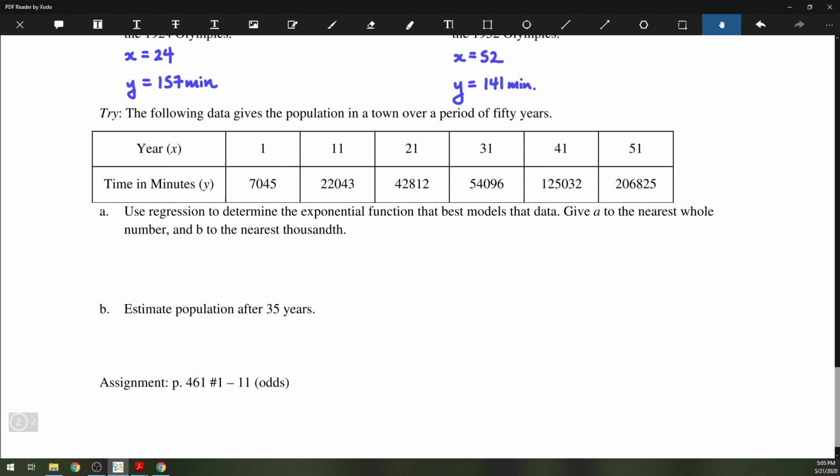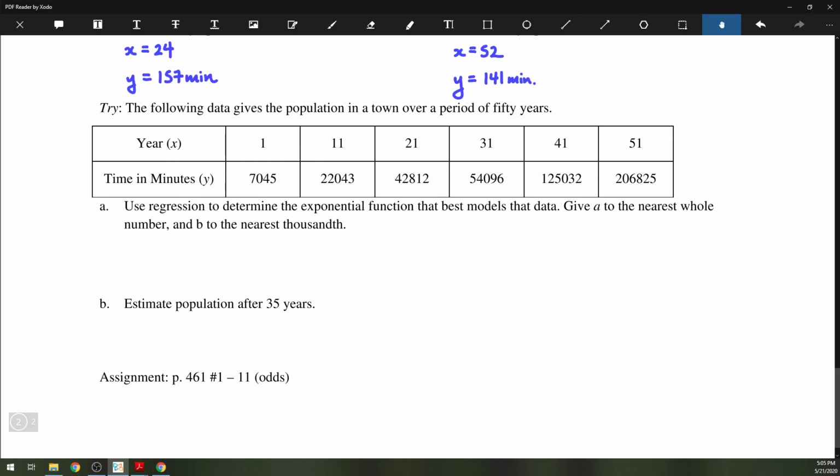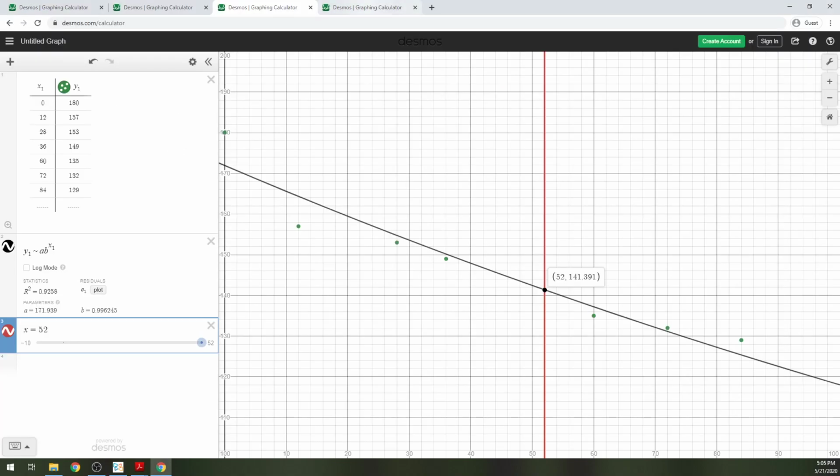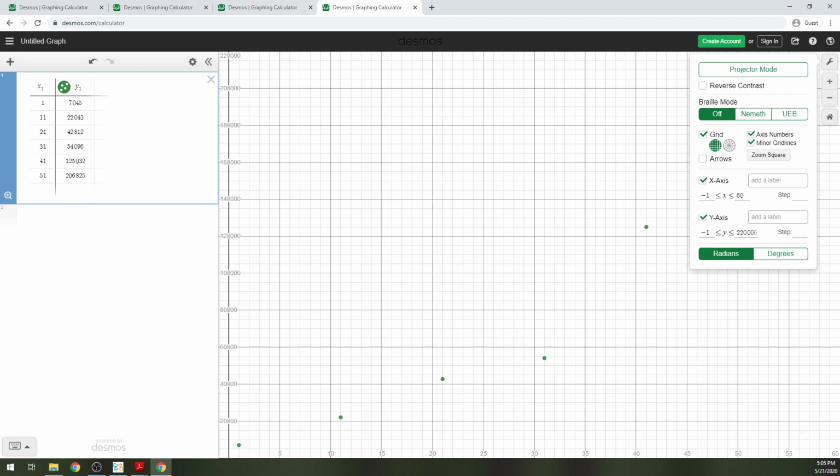Finally, the last one, same kind of thing. Population of a town over 50 years, and the population is increasing. It looks pretty exponential if you just look at how fast the numbers are growing. We can use the regression once again. The data is already plugged in: year 1, 11, 21, 31, 41, 51, and then the population as stated in the question.